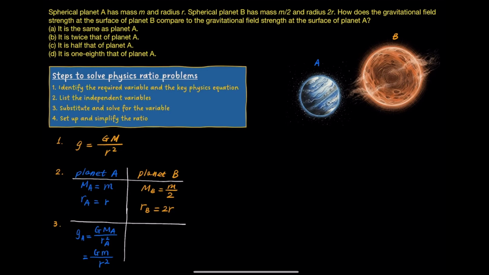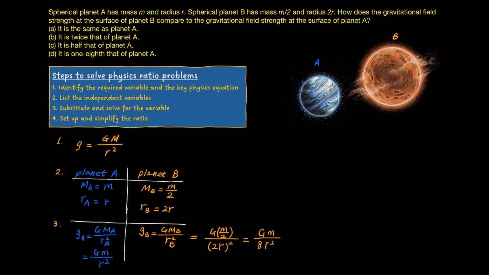For planet B, we have to be careful with the math. So gB is G multiplied by its mass mB over rB squared. Then it equals G multiplied by mB, which is m over 2, and then divided by rB, which is 2r, then squared. This expression can be simplified to Gm over 8 multiplied by r squared. I've broken step 2 and 3 down here to keep everything crystal clear. However, once you get the hang of it, you can speed things up by jumping straight into writing your gA and gB expressions by substituting your variables directly into that key equation.